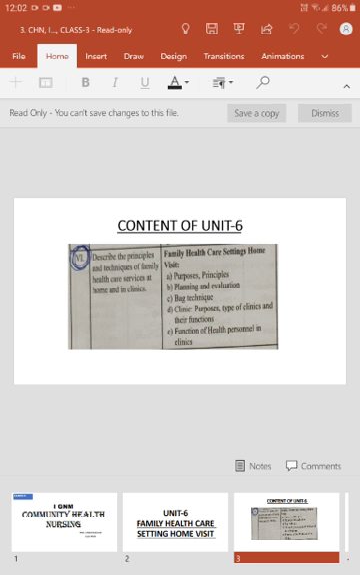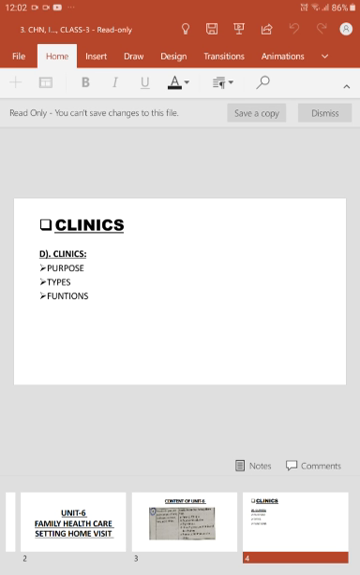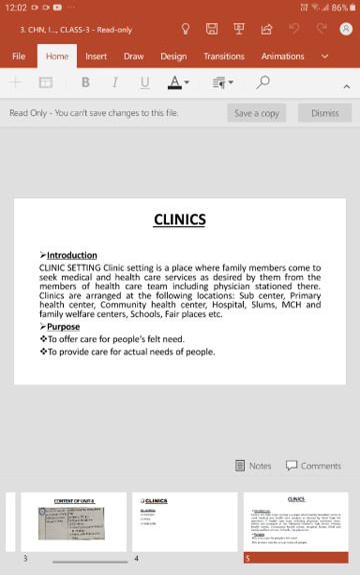Meanwhile, we'll go for learning the next section, that is the D section, that is clinic. So what is the purpose of clinic in a community sector, and its types and functions? A clinic setting is a place where the family comes to seek the medical and healthcare services as desired by them from the members of the healthcare team, including the physician stationed there.